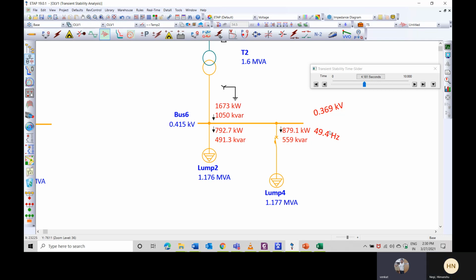Then we have to multiply with this value, 0.369 divided by 415. Just check and tell me whether it matches this 879.1 kilowatt or not. I first need to divide 0.369 by 0.415, and then multiply that factor with this. Have you matched that value? Yes, 879.1 kilowatt.